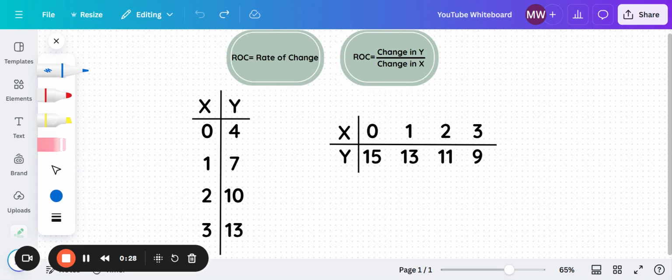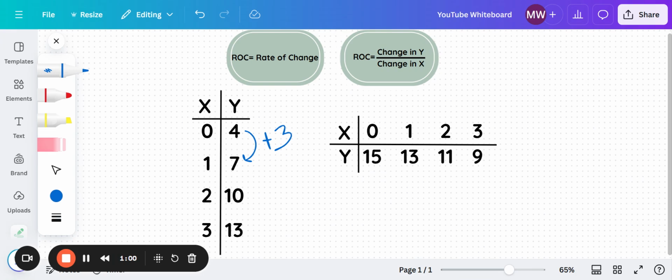So for example, on this table, I want to start with my change in y, and I can use 4 and 7. I can use 7 and 10. I can use 10 and 13. Because this is a linear equation, they should all be the same. So for this, I'm going to use 4 and 7. Now you might be able to look at this and say, oh, I know, 4 plus 3 equals 7. So this is going up by 3.